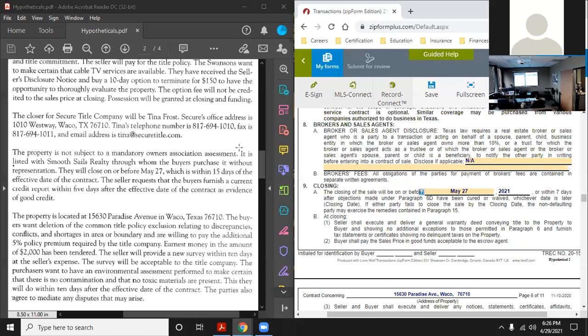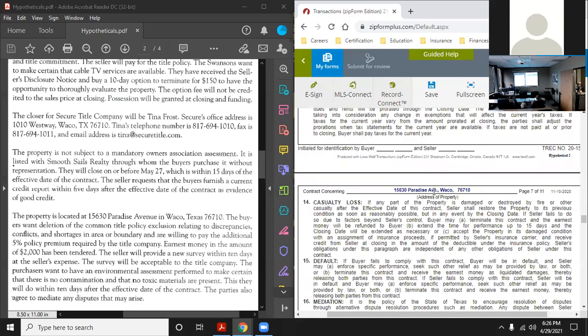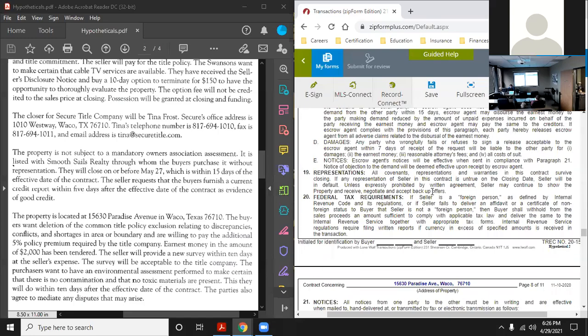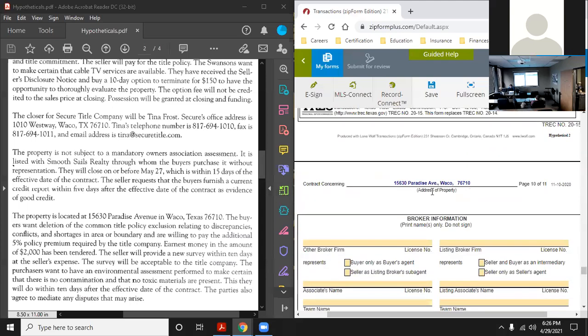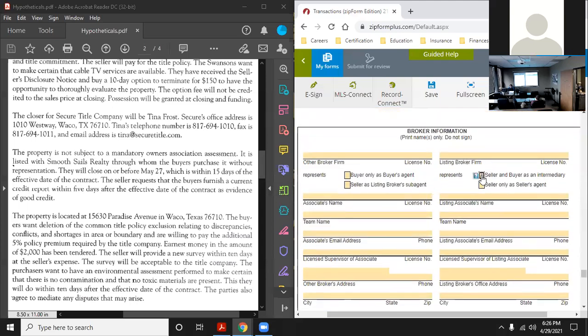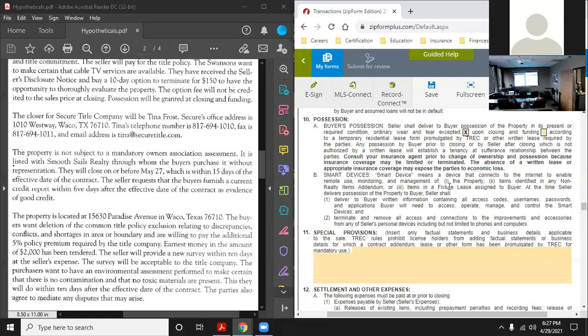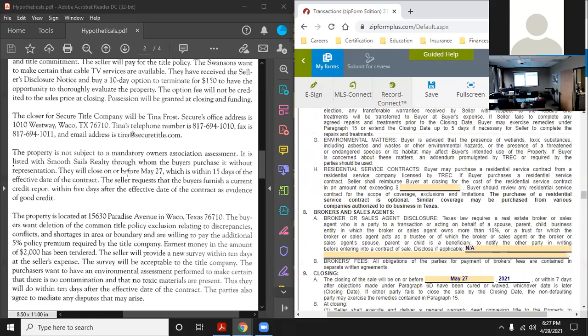Yeah. It is listed with Smooth Sales Realty, through whom the buyers purchase it without representation. This is a situation where you would put down here, where is it at? I always go past this. Here. This is where they would be an intermediary, because again, they do not have representation. So basically, the listing agent is working as an intermediary between the two people. I hate that this jumps around so much; it makes it so confusing to try to fill this stuff out.